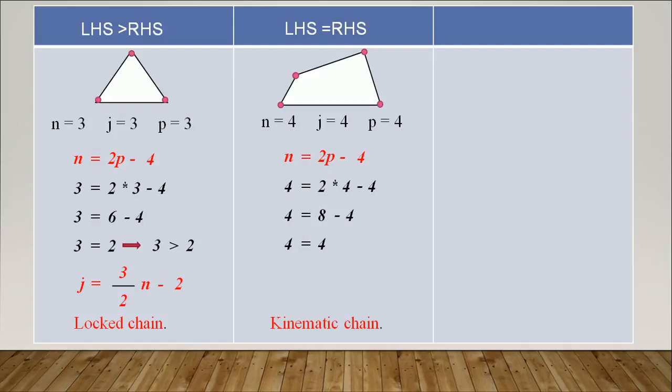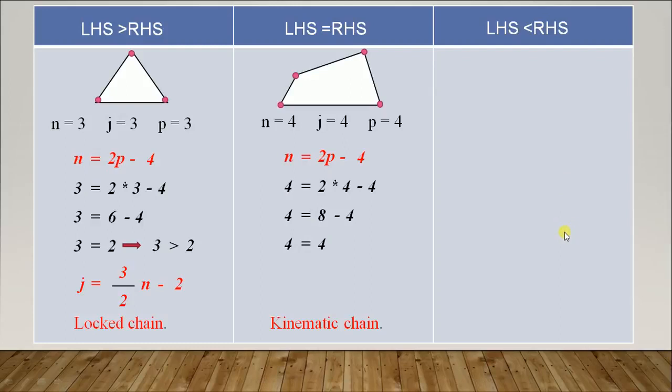4 is equal to 4, so both the values are equal, that is the left hand side value is equal to the right hand side, so it becomes a kinematic chain. So when this condition is satisfied, we can consider the chain as a constrained kinematic chain. Got it? Next we go for the LHS is less than RHS condition.